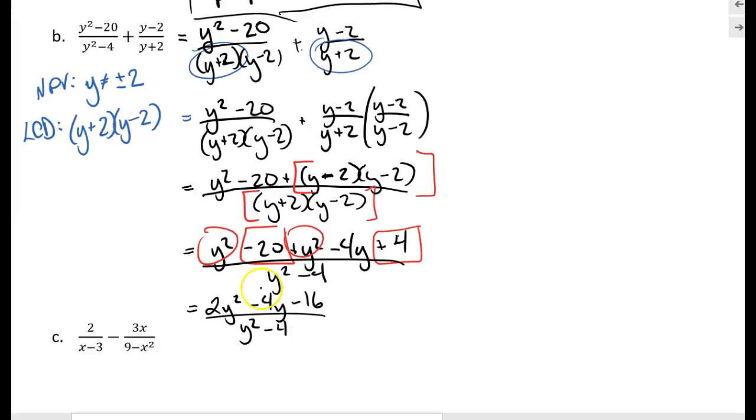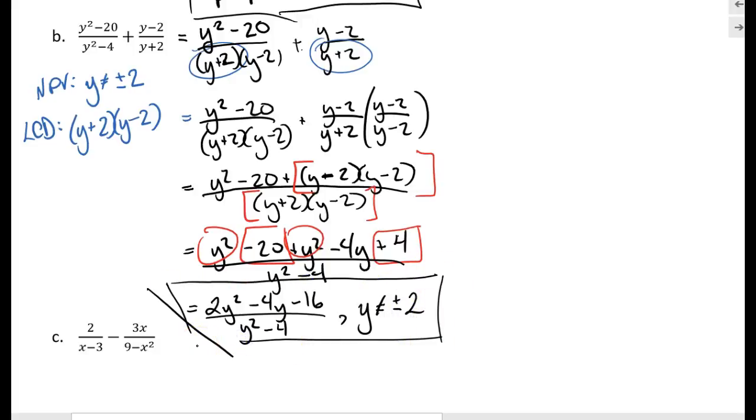Now you're like, okay, but I can actually take out a 2 from my numerator. And you would be absolutely correct if you're thinking that. But it doesn't do me any good to factor out that 2 because I cannot factor it out of y squared. So there's no way of reducing this entire fraction at all. So I'm just going to leave it as it is with my non-permissible values of y can't be positive or negative 2. So that would be my final answer.